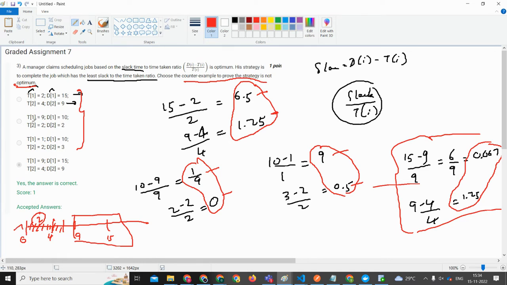So now let's look at the second option. Similarly, I'm going to draw it. We have 0 here.